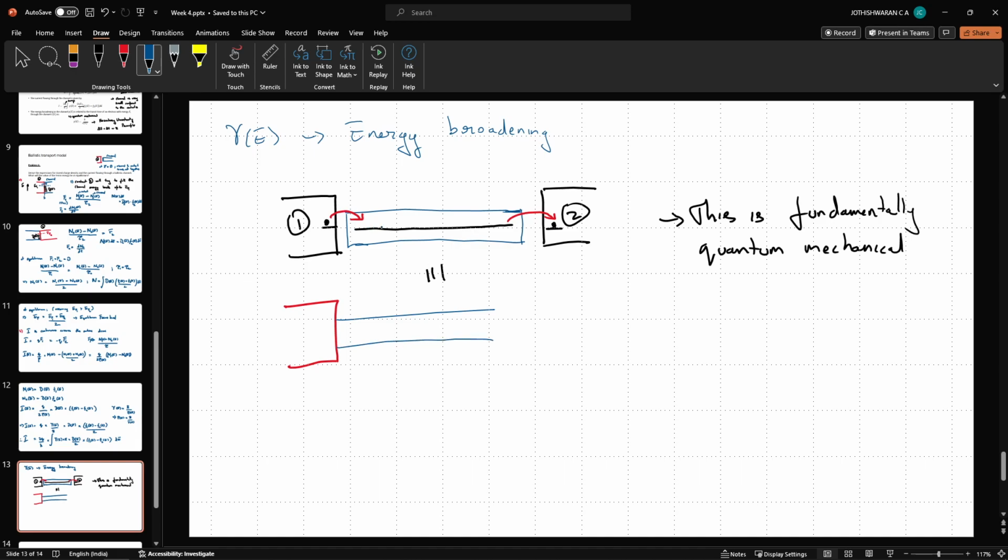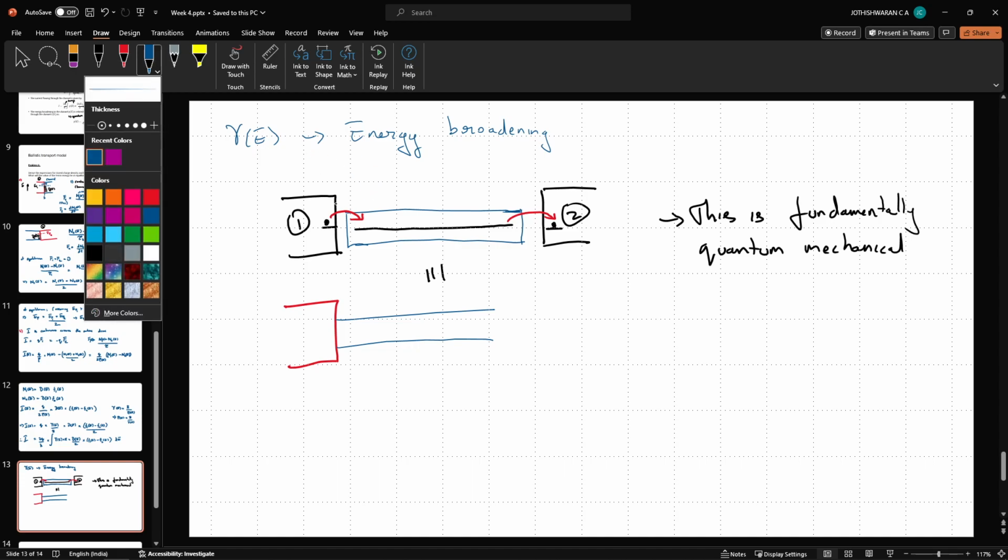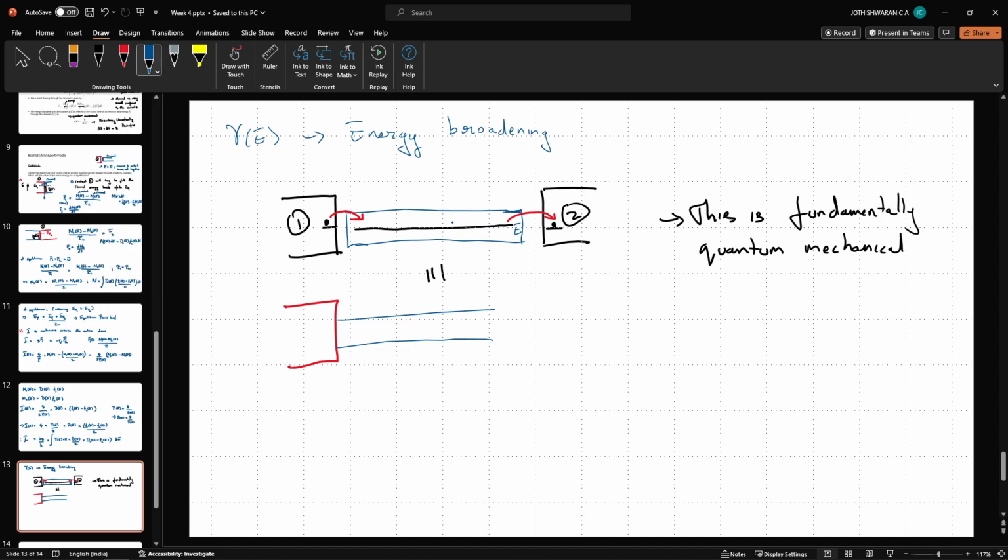So now I hope you understand why E becomes an important thing. E is all important because it depends on the energy level available here and the energy level present here. This is E1, this is E2, and this is EC. Typically, E1 is greater than EC, which is greater than E2. So moving from E1 to E2, it loses energy. Moving from E1 to EC, it loses energy. Moving from EC to E2, it loses energy. Quantum mechanically, that is the process. The electron loses energy twice when moving from contact 1 to contact 2.